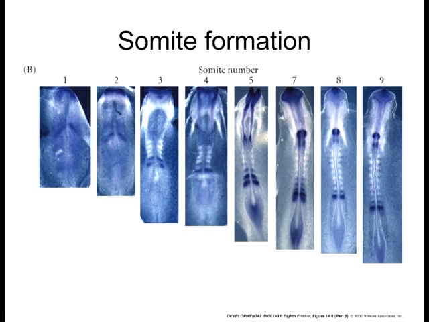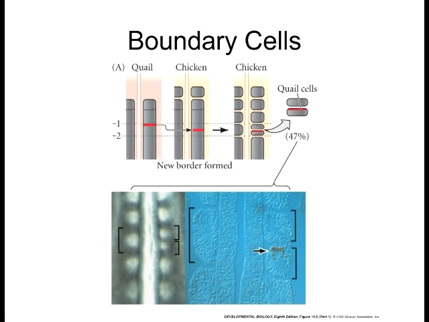So let me show you how this works. At the boundary, you get a combination of anterior expression of Notch and efferent and a posterior expression of Hairy1 and the ligand.